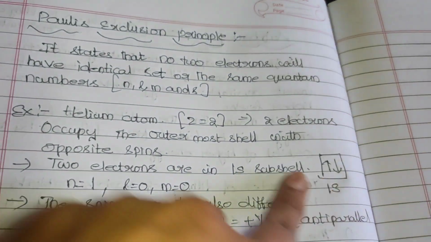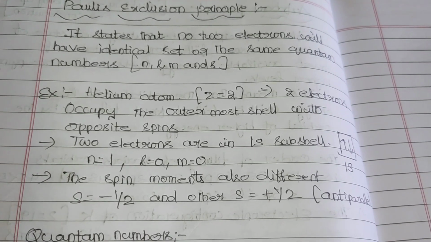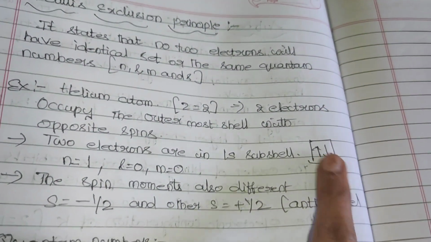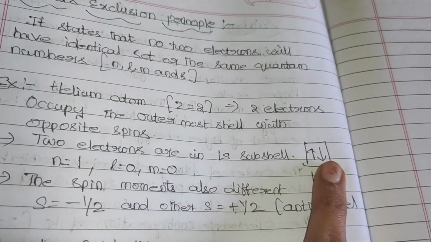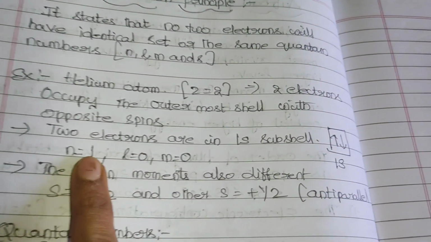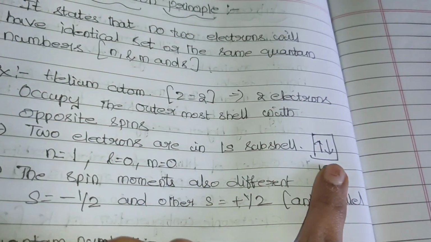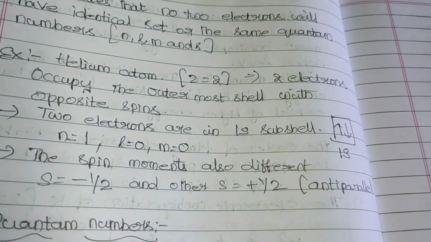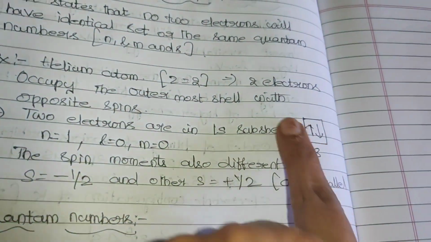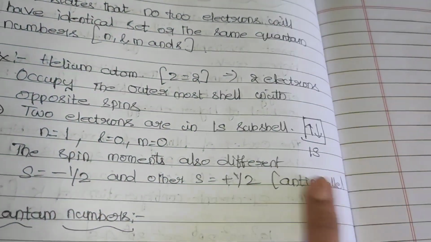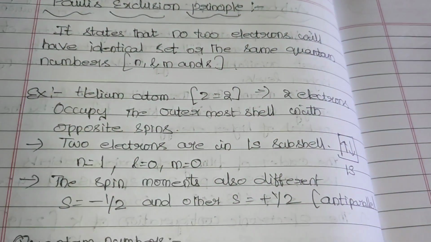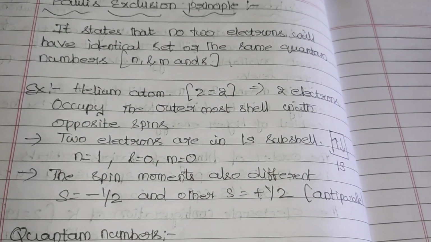Because of the Aufbau principle, the lower energy level fills first. So in the first shell, 1s, the 2 electrons are filled with opposite spins. Here n is equal to 1 because it is only 1s, l is equal to 0 and m is equal to 0. The spin is plus half and minus half, so they are anti-parallel to each other. Like this, the electrons will not have the same quantum numbers.